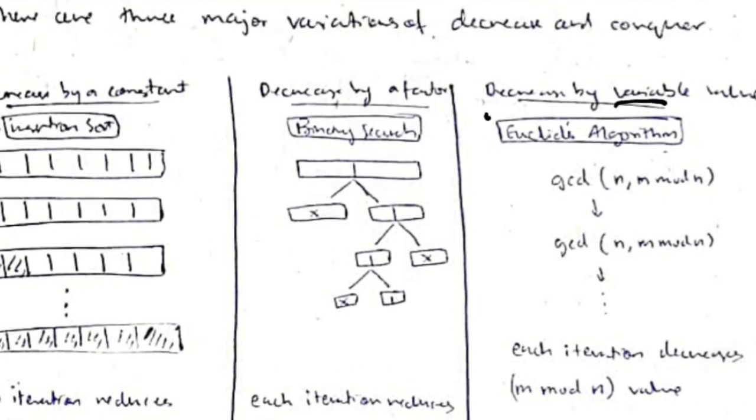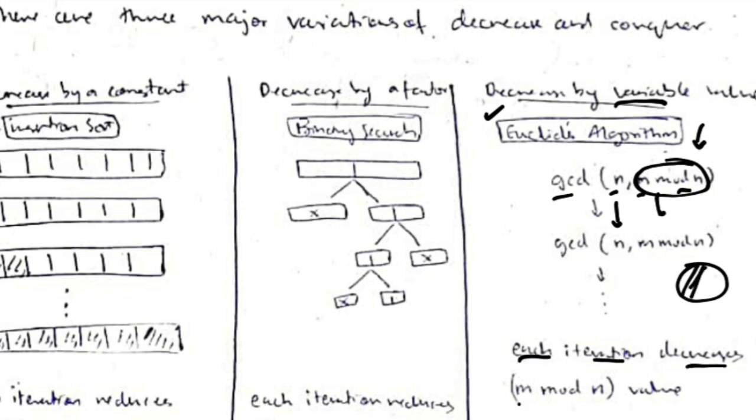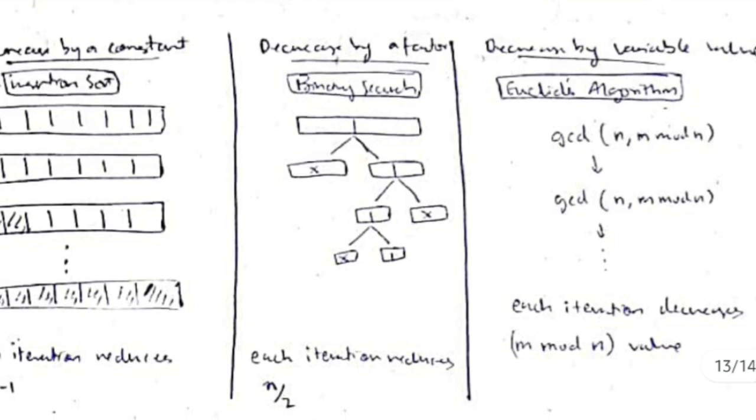In this, you can consider Euclid's algorithm. In Euclid's algorithm, the GCD is calculated by n comma m mod n, meaning whatever the remainder of m mod n is, that will be considered as n, and then n will be considered as m. So the greater the remainder is, the greater the elimination will happen. Each iteration decreases by a factor of m mod n. So if the remainder is more, at that time it will decrease more, or else the reduction will be lesser. So this is the third variation, which is decrease by a variable.